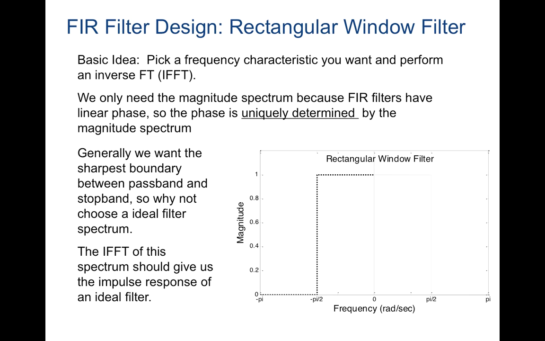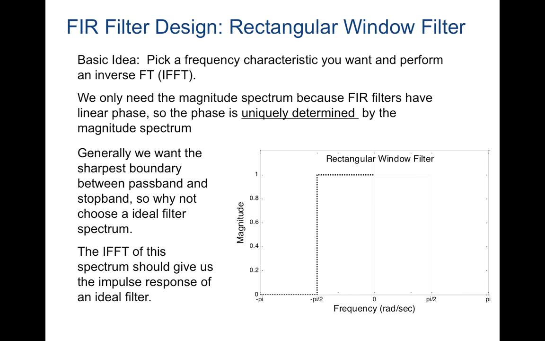So what we really want is a filter that has these coefficients or elements of the array that are equal to the time domain signal of the frequency domain that we specify. So we only need the magnitude spectrum because in an FIR filter, they have linear phase. So the phase is uniquely determined by the magnitude spectrum. Another big advantage of using FIR filters.